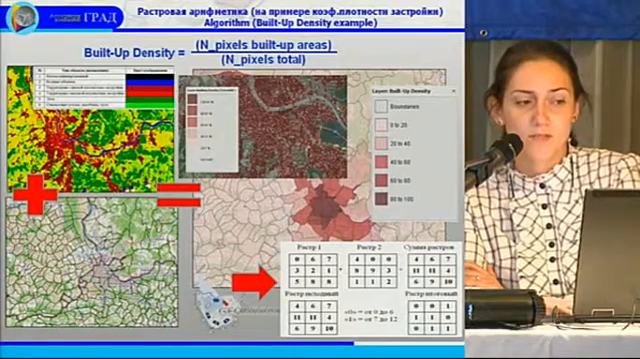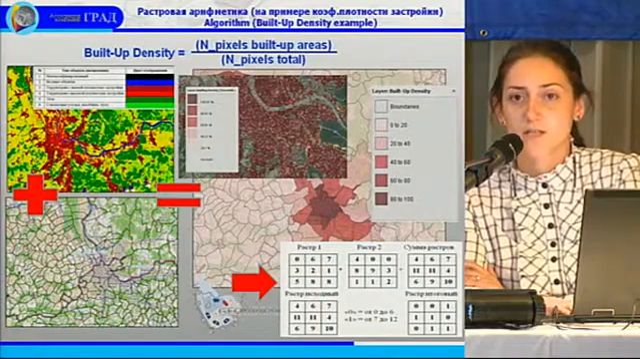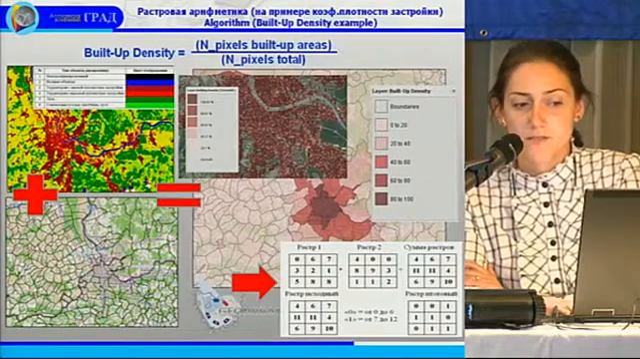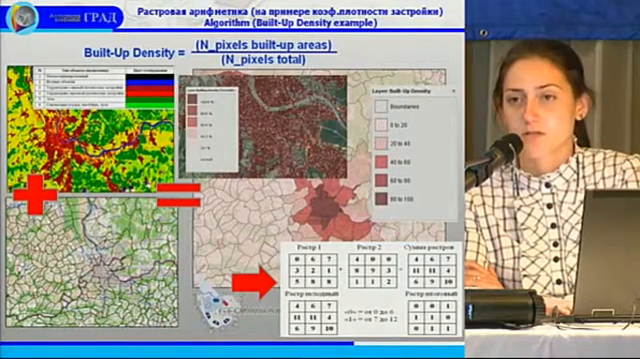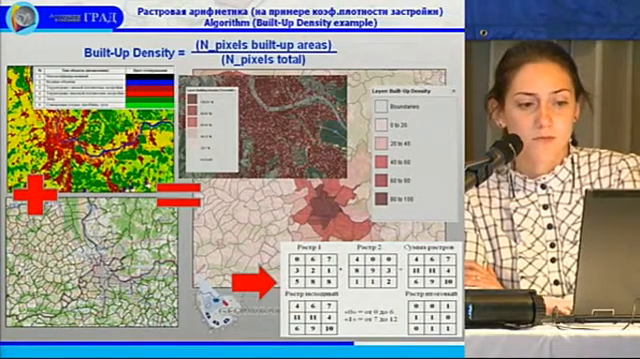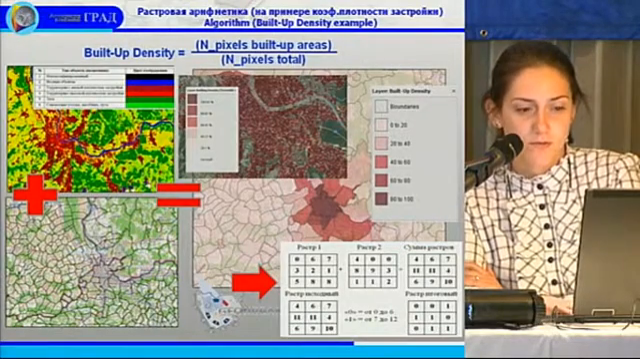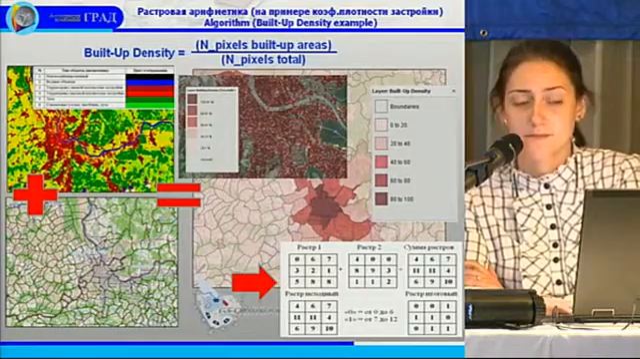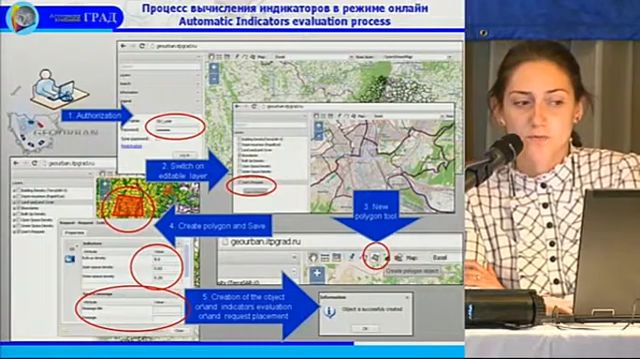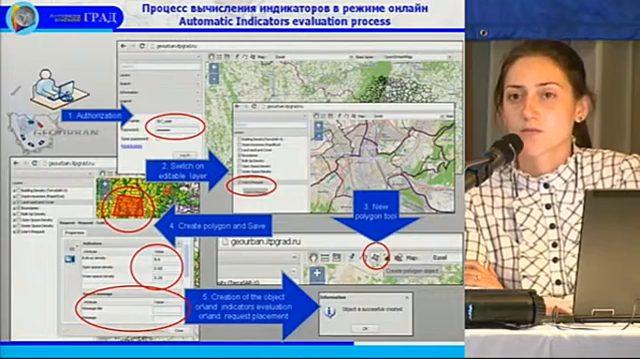What algorithm did we use for processing? We use a polygon within which we calculate values of different indicators. According to these indicators, the map gets painted in different shades to give you, for example, the built-in density coefficient for Basel city. So it's raster arithmetic. This is how it is implemented at the moment.